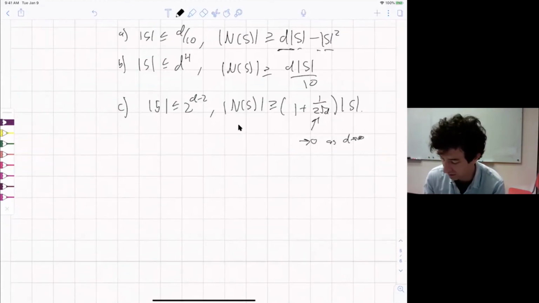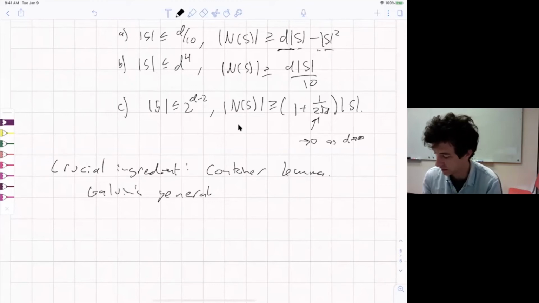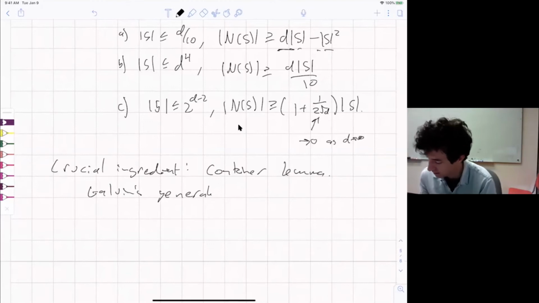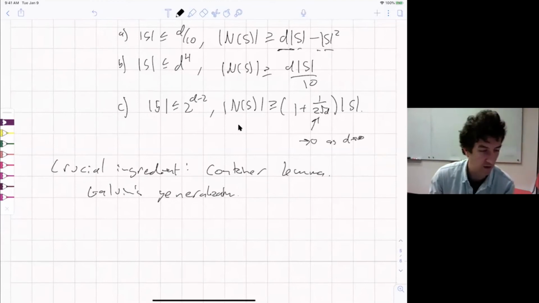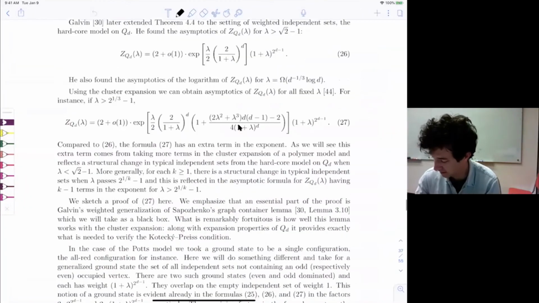And so the crucial ingredient is the container lemma. And this is Galvin's generalization of Sapozhenko's container lemma. So maybe I'll copy this from the notes.